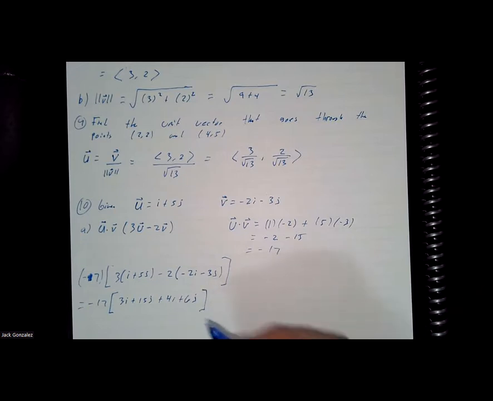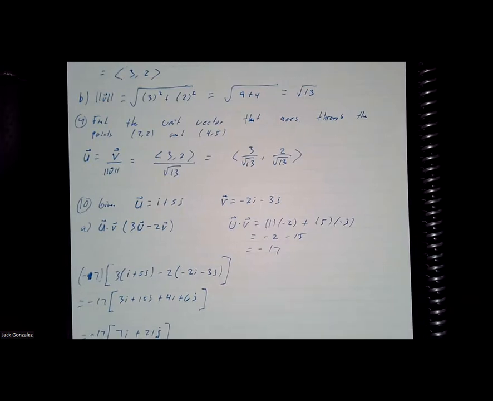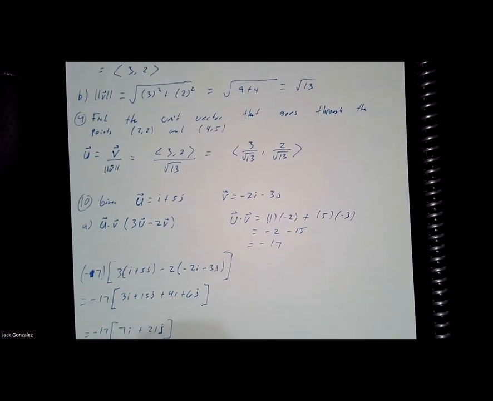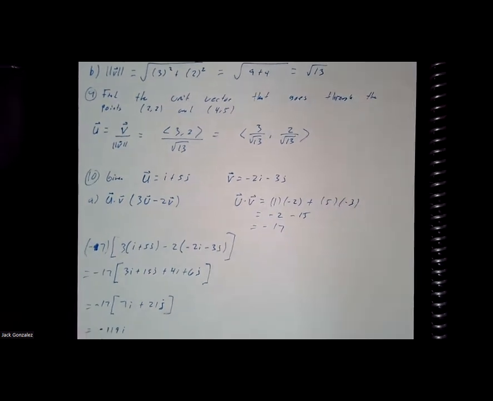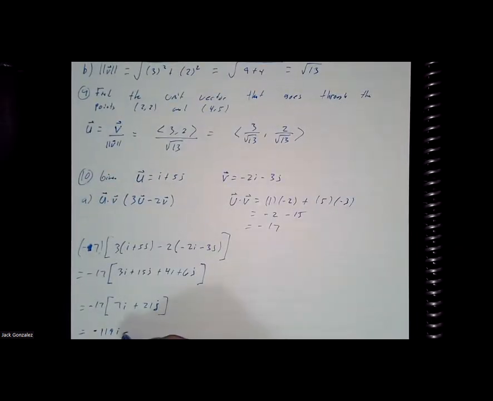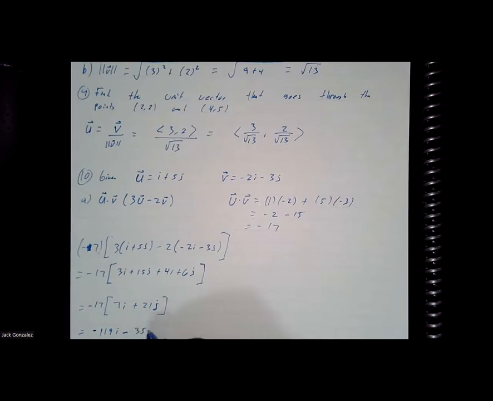There we go. So multiply the negative 2, gave me these two. Multiply the 3, gave me these. Add them up. So that'll be 7i plus 21j. Multiply the negative 17, and you should get negative 119i minus 357j. So that'd be part A.